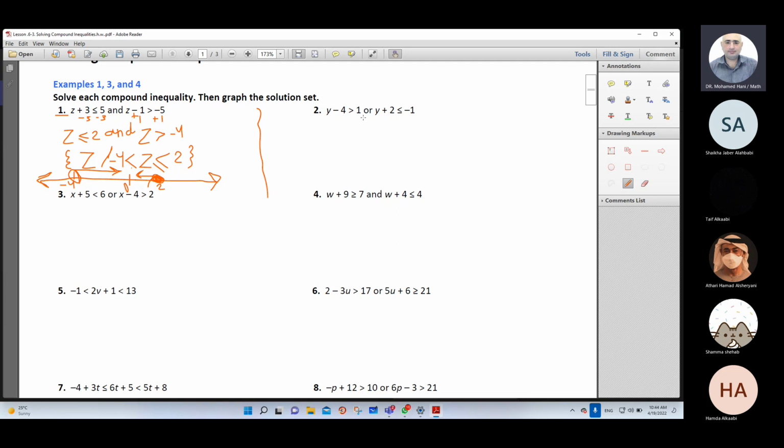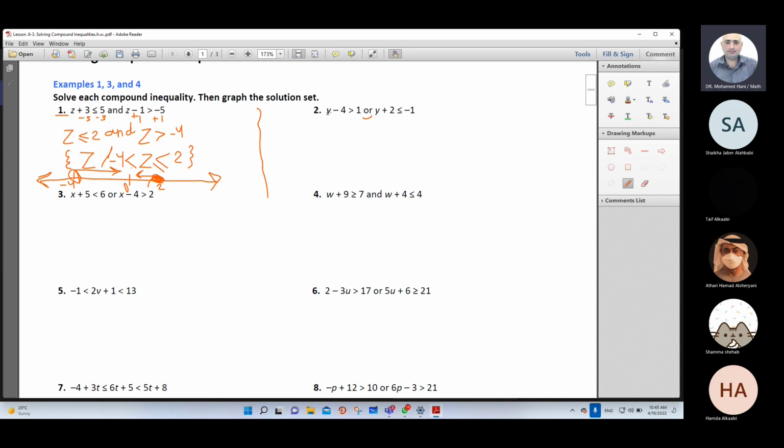As you see in number 2, we have "or". Here we have "and". Here we have "or". What is the difference between the two cases? When you have "and" it means you have an intersecting solution or the common solution. But when you have "or" it means the first solution will be the right solution or the second solution will be the right solution. Like this. You can solve now the first inequality. Y minus 4 greater than 1.